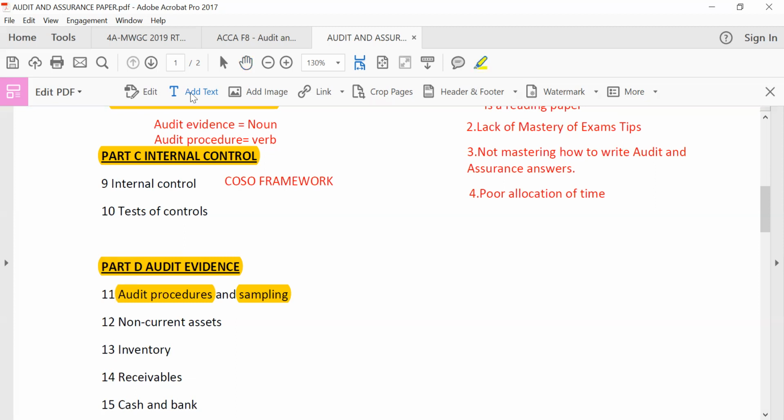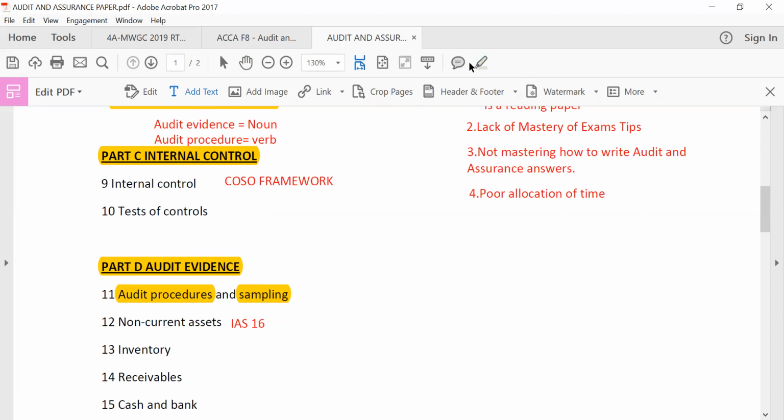Non-current assets. And we are going to look at the beautiful standard, that is IAS 16. We're going to look at IAS 16, right? Tangible non-current assets, property, plant, and equipment. We're going to look at the ins and outs of this.